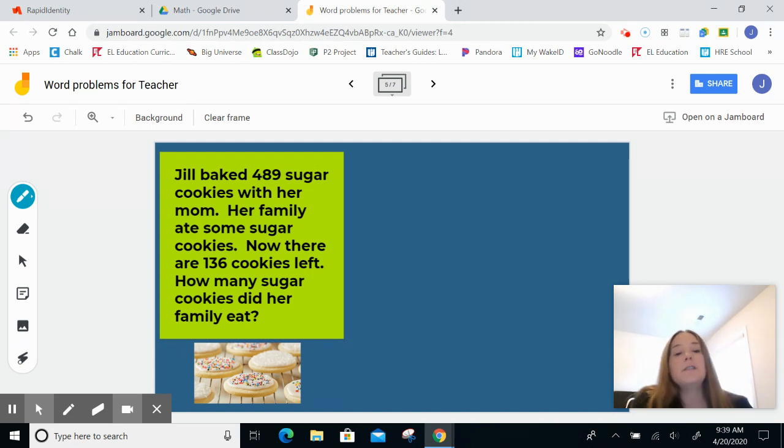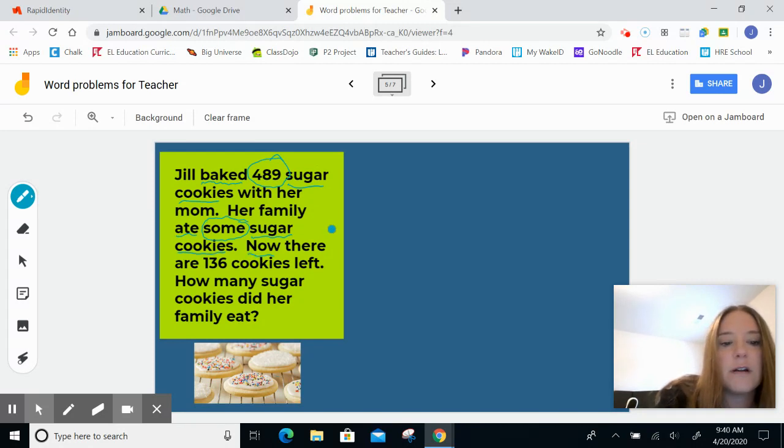All right, I'm going to read it for a second time. And once again, I'm going to circle important numbers and underline important words. Jill baked 489 sugar cookies. Her family ate some. Remember that word some is an unknown number, so I'm going to circle it. Ate some sugar cookies. Now there are 136 cookies left. How many sugar cookies did her family eat?